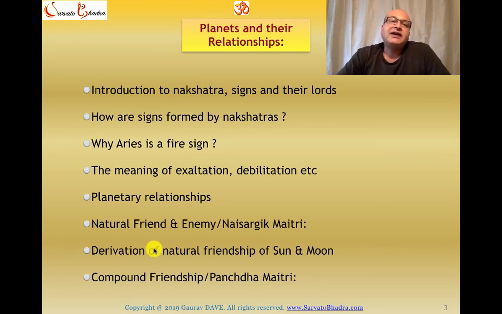We will derive the relationships of a few planets, Sun and Moon, as to why Sun considers Moon, Mars, Jupiter as friends, Mercury as neutral, why Sun hates Saturn and Venus, what is the basis of all this. So we'll derive these relationships for Sun and Moon based on shlokas from Brihad Parashara, and then finally we will talk about the compound relationships, that is the Panchdha Maitri, that is a combination of Tatkalik Maitri and Naisargik Maitri, natural friendship. So we begin this lecture.